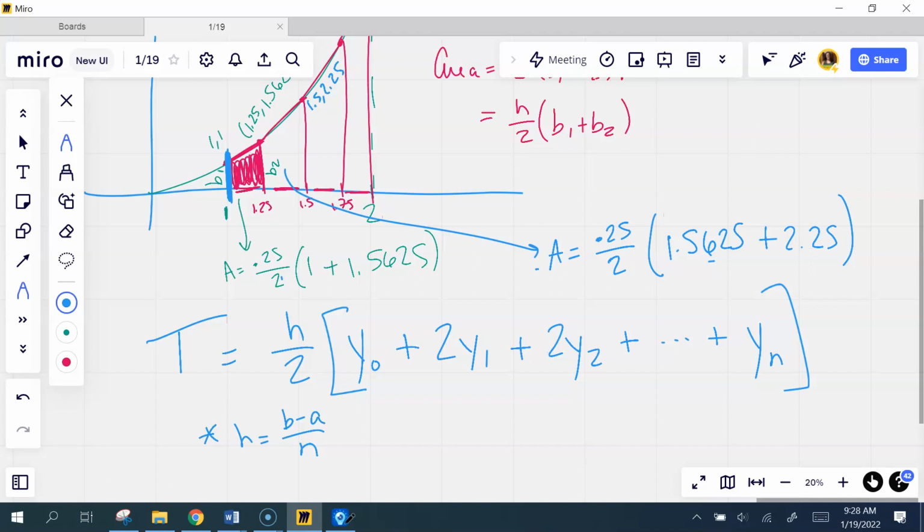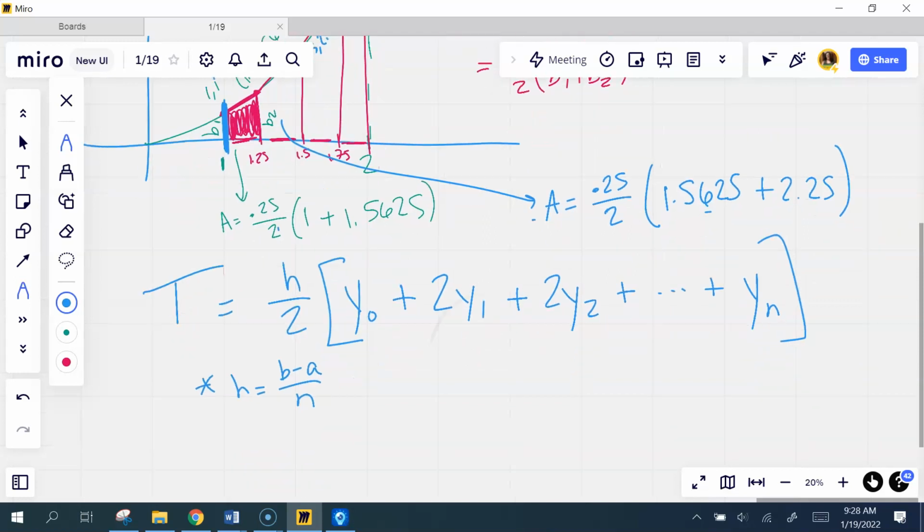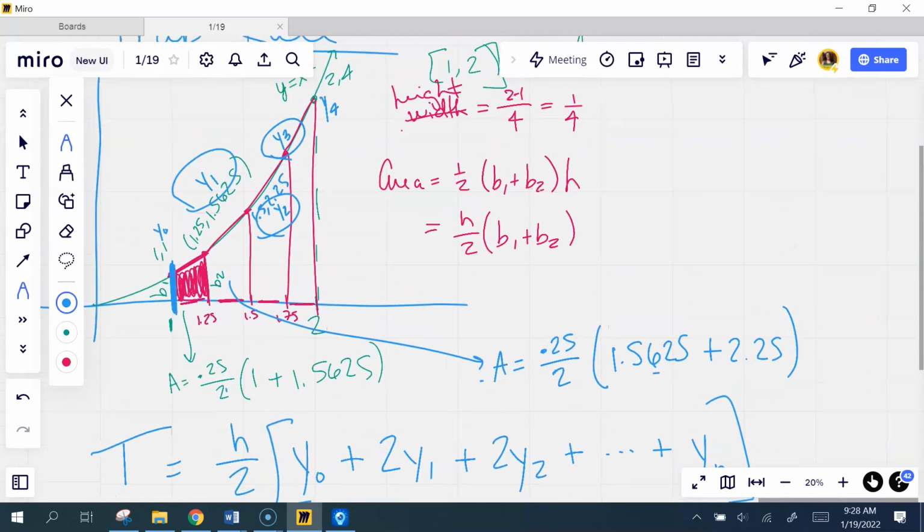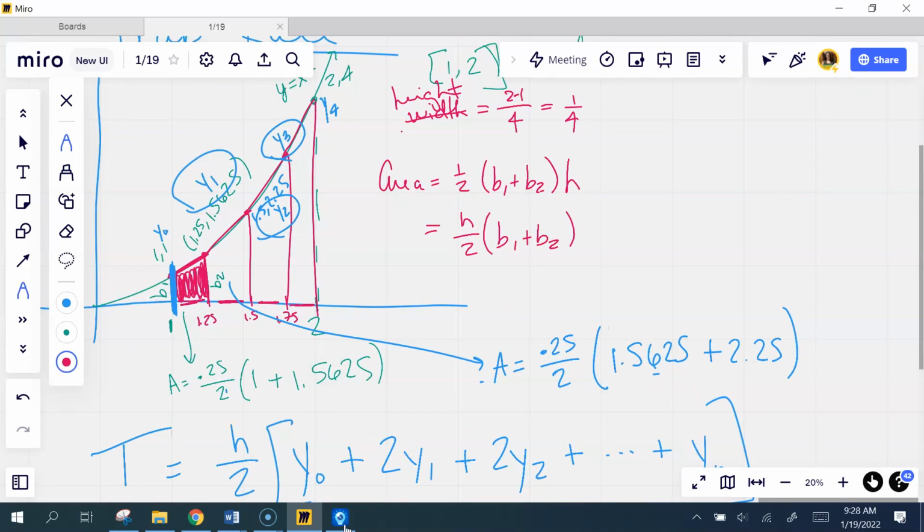This would be, right, so this would be, this is y sub 0. This is y sub 1. This is y sub 2. This would be y sub 3. So you'd go up to y sub 4. So you'd double this one, and this one. Here, I'll do this one using the formula and show you.